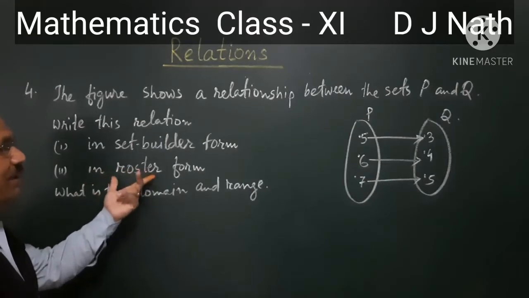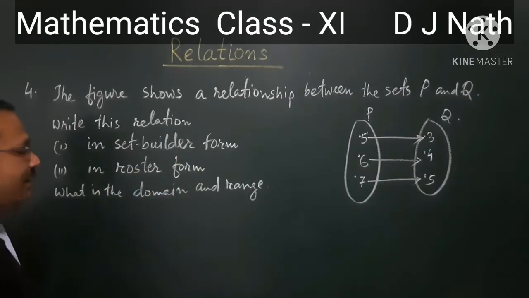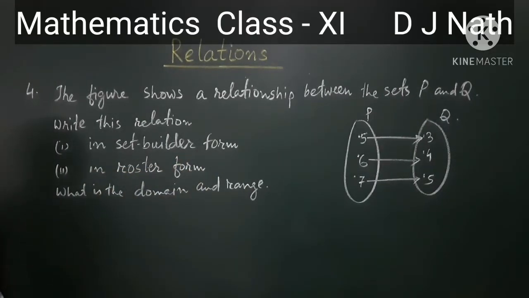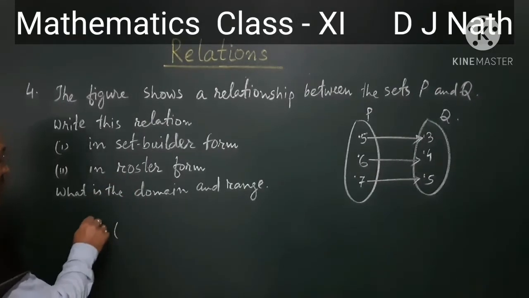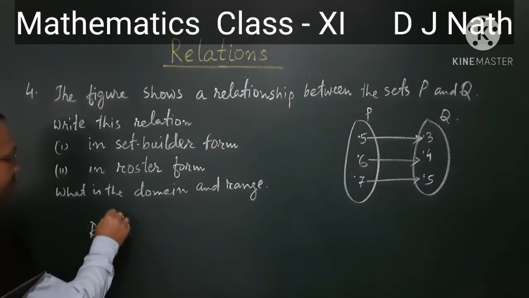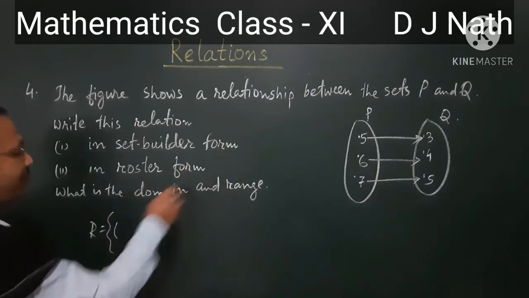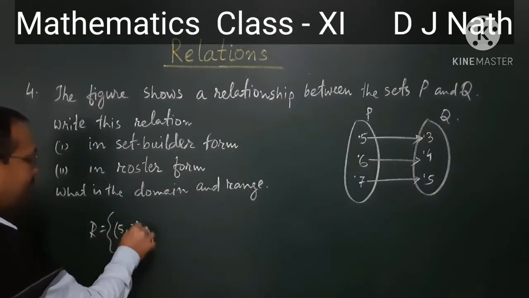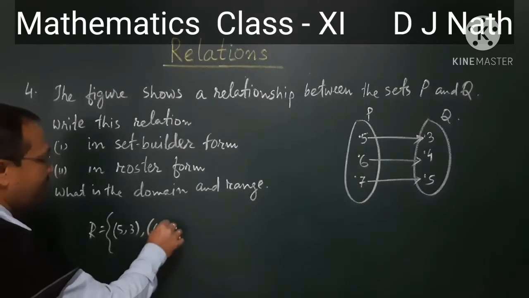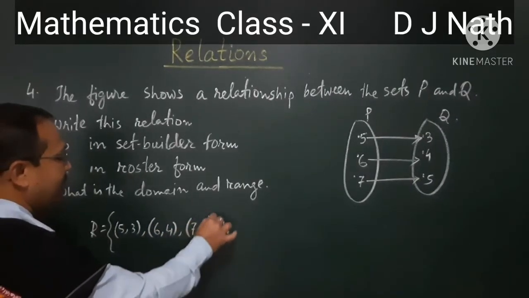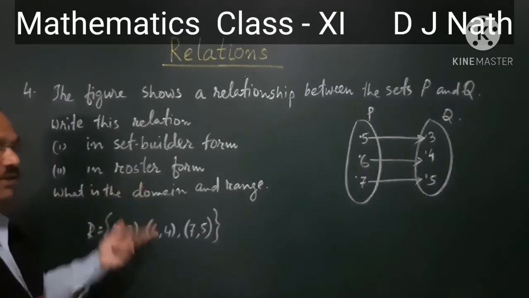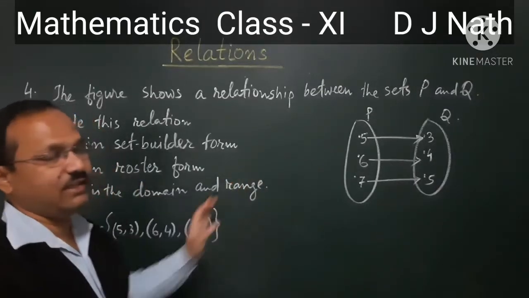Roster form will be very easy, already indicated here. So in set builder form, how to define? In roster form, if we define it, the relation will be equal to 5, 3, then 6, 4, and 7, 5. This will be the roster form. From the figure, very easily you can get it.